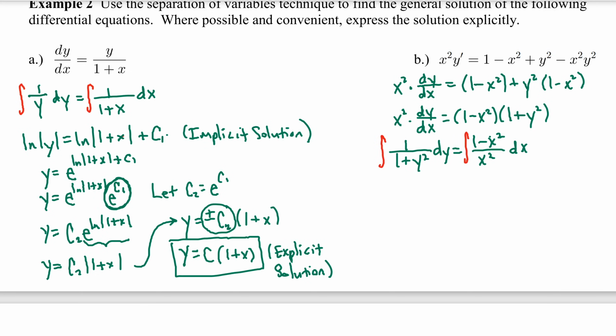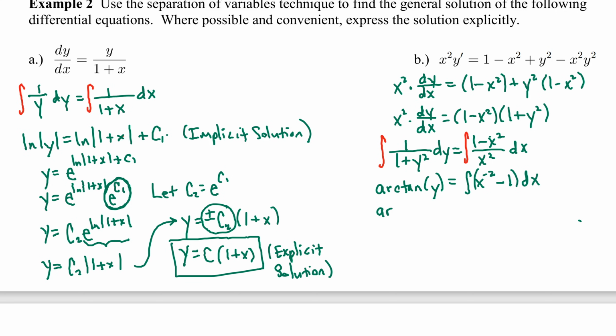On the left side, you should recognize the antiderivative there is arctangent of y. Now on the right side, we're going to go ahead and split up that rational function. Since we have a monomial denominator, we can divide each term in the numerator by that denominator. So 1 divided by x squared can be rewritten as x to the negative 2, and x squared divided by x squared can be rewritten as 1. That way we can integrate this side term by term.